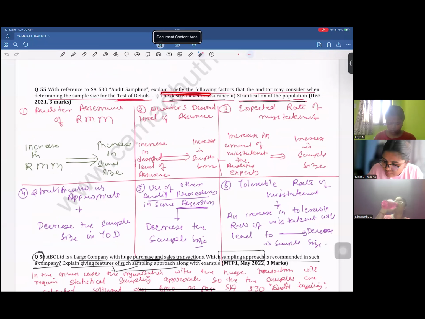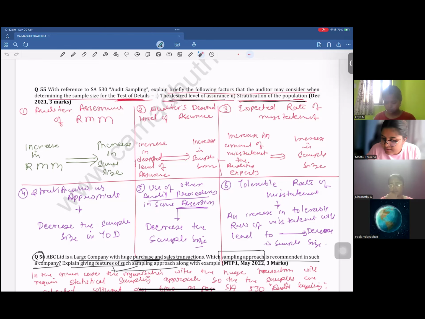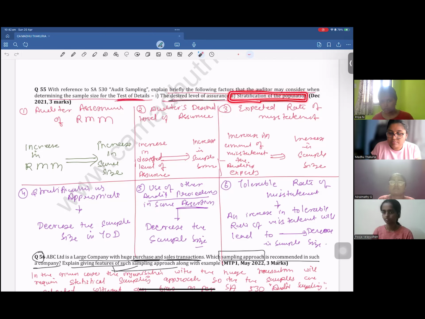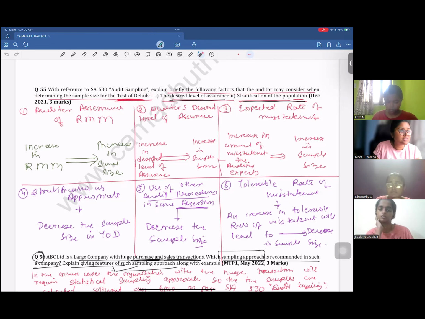Explain briefly the following factors that the auditor may consider when determining the sample size for test of details. First, the desired level of assurance, and second, the stratification of population. But there are a few more factors when it comes to test of details, a total of 6 factors that you consider when determining the sample size. First, if your risk of material misstatement, as assessed per SA 315, is higher, then your sample size will increase.